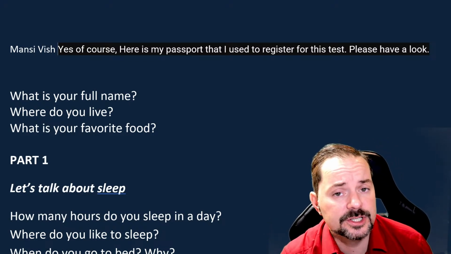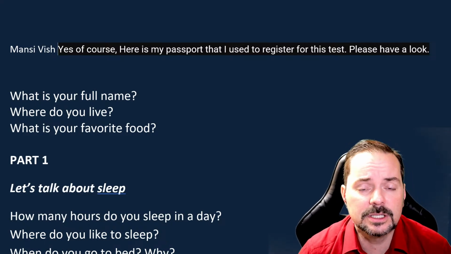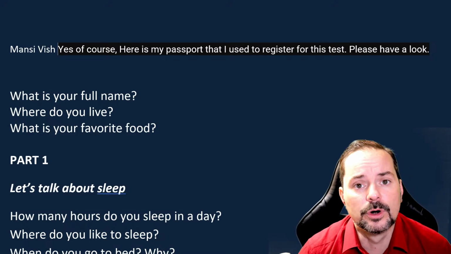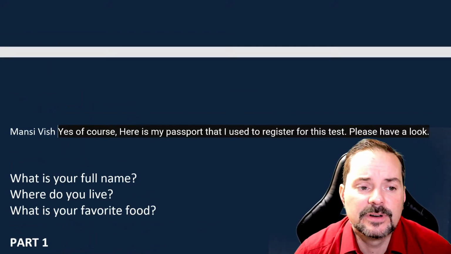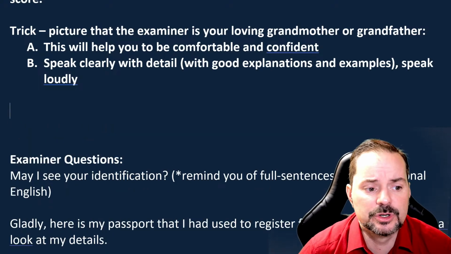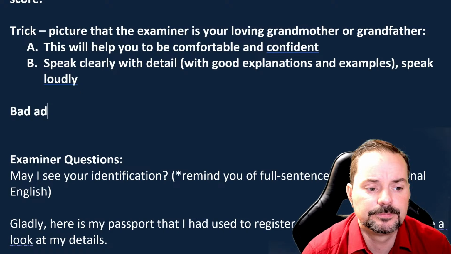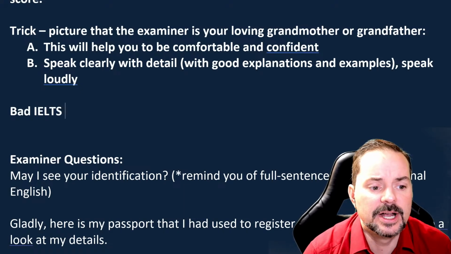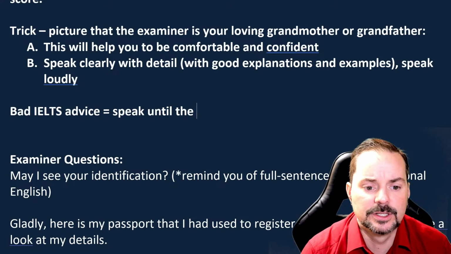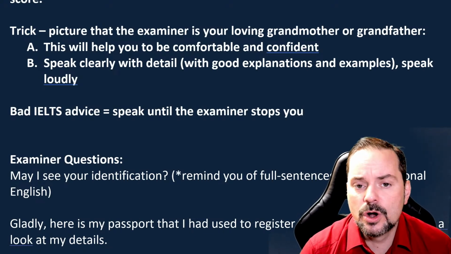Okay, don't underspeak. Don't overspeak. There's a fine line. You need to find that fine line, that balance in your speaking before you sit your exam. Bad advice that you hear on the internet is speak until the examiner stops you. That is not a good strategy, okay? So bad IELTS advice, speak until the examiner stops you. No.